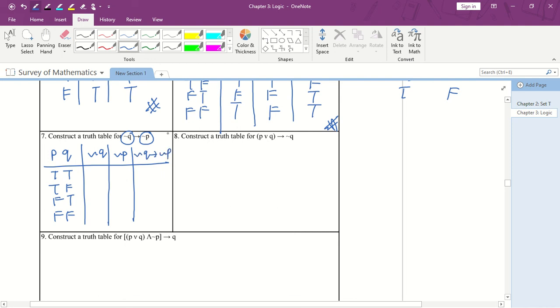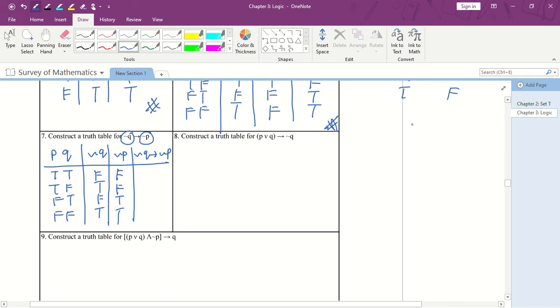Okay? So, negation Q. So what is negation Q? TF, TF, it will become FT, FT. And here's negation P, it was true, true, false, false. It will become false, false, true, true. And now it says negation Q, conditional, I mean to negation P.